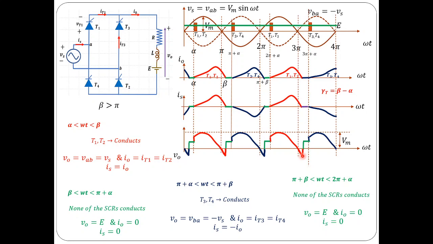So you will have similar kinds of wave shapes, even from omega t equal to 0 to alpha. Now, one of the important observations that you have to keep in mind is that alpha must be greater than theta 1. So what is theta 1? Theta 1 is the value of omega t where the source voltage becomes more than the load voltage.